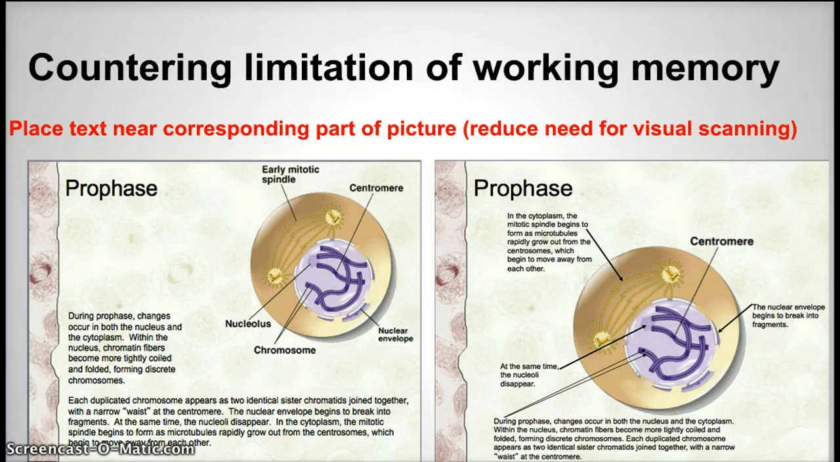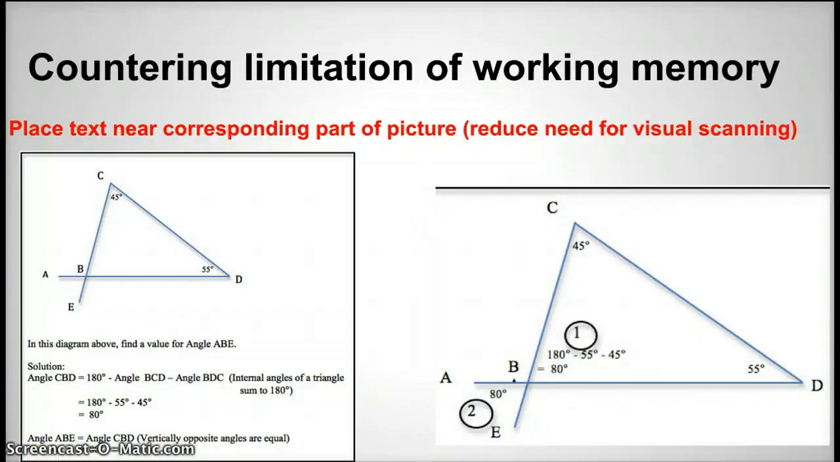Versus the slide on the right, you can see that the nuclear envelope begins to break into fragments. Well, I don't have to really do any scanning. The text is right there, and there's a little cue, an arrow that says where I should be looking. Same with this math problem. There are 2 steps in finding this angle. If I start reading the solution on the left-hand slide, I have to hold that in my working memory as I look up and try to find the relevant angle, versus the one on the right. Step 1, right there. I know what angle I'm looking at and I see how to solve it.